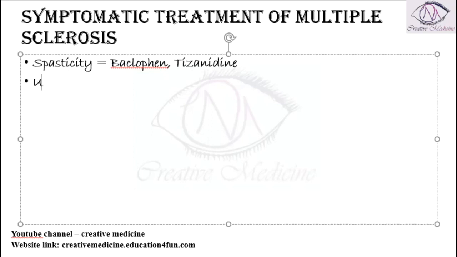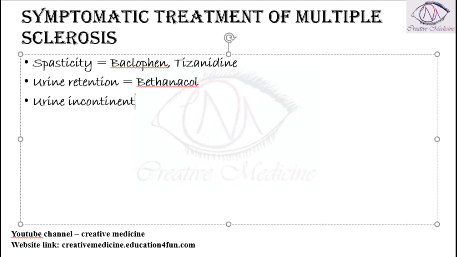Then, if the patient has symptoms of urine retention, we can give drugs like bethanechol to the patient. If the patient has urinary incontinence, then drugs like oxybutynin are also given to the patient.